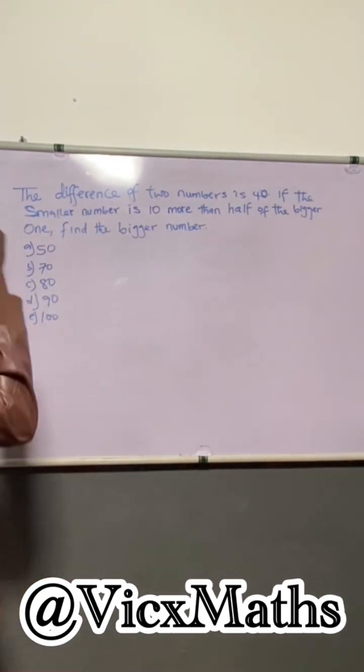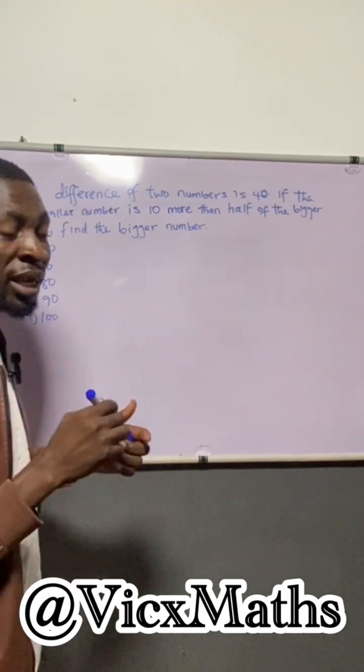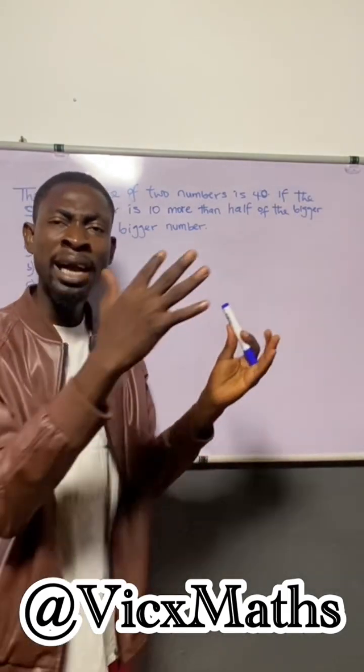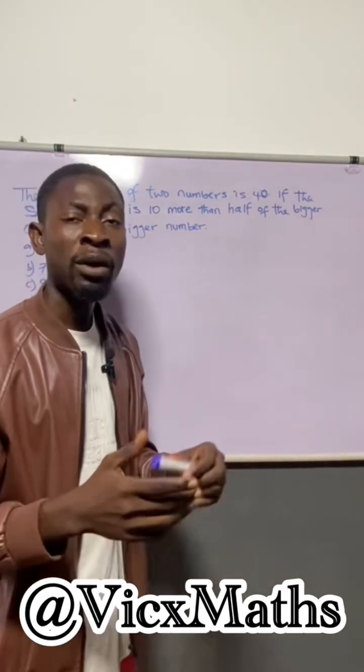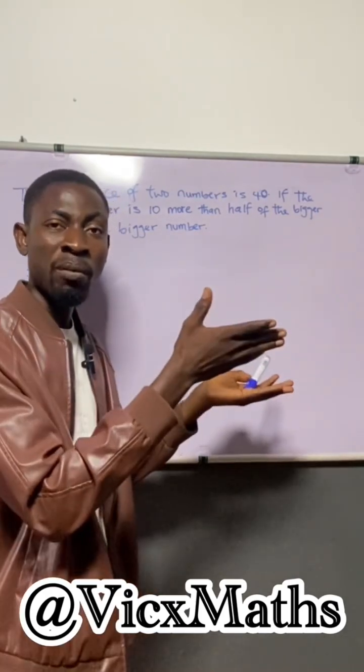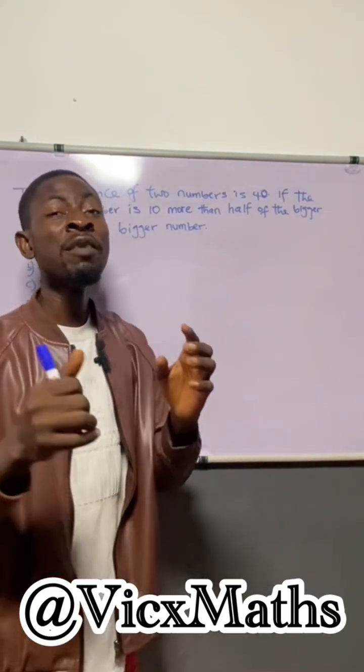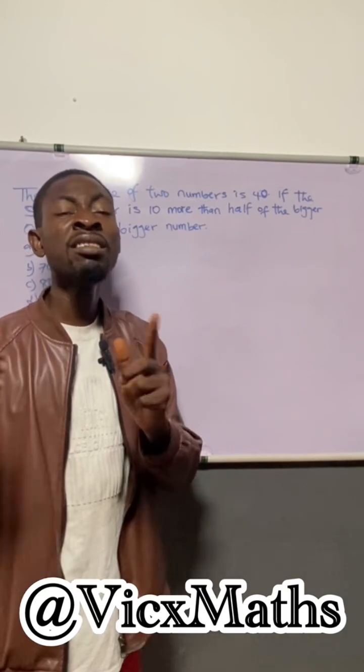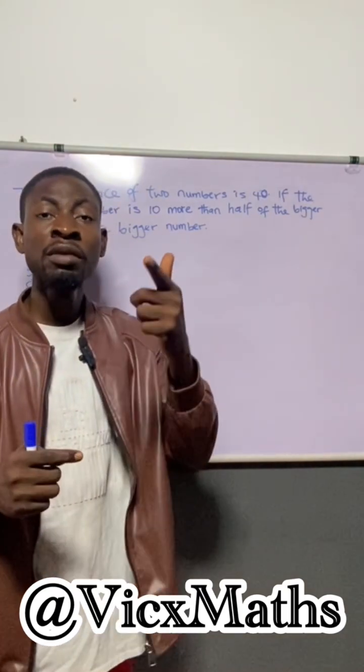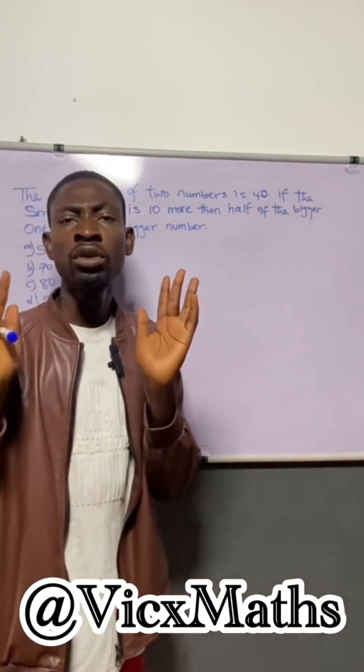Now, good thing here, anytime you have a difference, especially if you're looking for a positive difference, you do the bigger number minus the smaller number. If you're looking for a negative difference, you do the smaller number minus the bigger number. But it will definitely give you the same thing, just that the negative difference will have a minus, and the positive difference will not have a minus. So that's what it will always do.